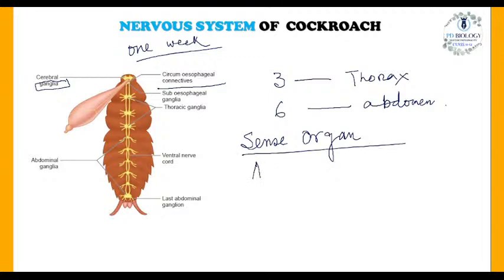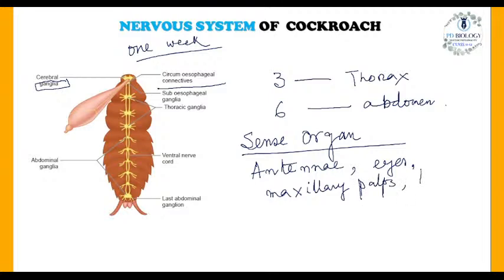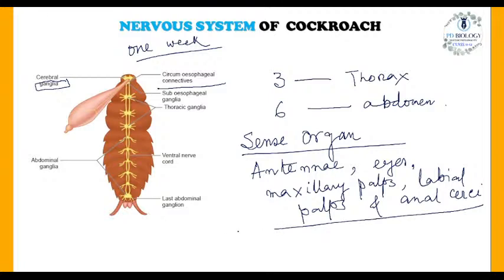That is antennae, the eyes, maxillary palps, labial palps, and anal cerci. Sensory receptors of antennae monitor the environment. Antennae are always monitoring the environment.